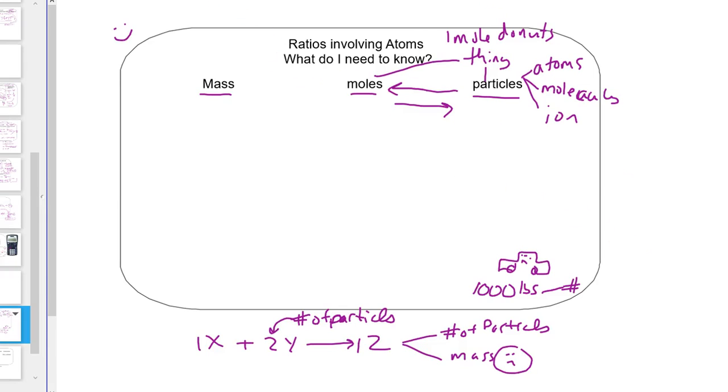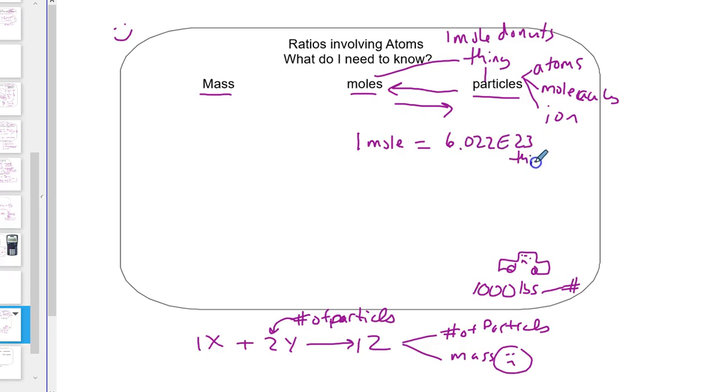With that said, how much is a mole? The relationship between these two is never going to change, just like 12 to 1 of a dozen is never going to change. So 1 mole equals 6.022 e to the 23rd things.